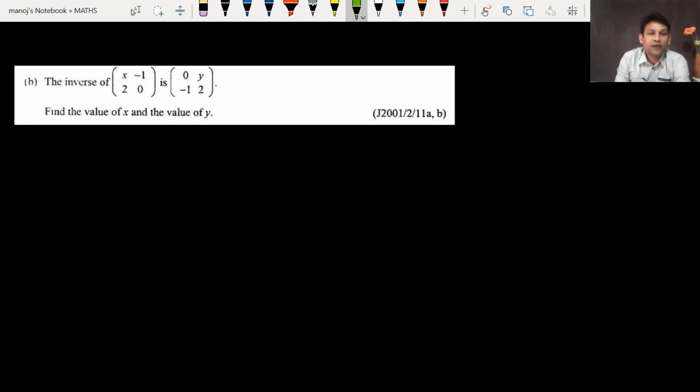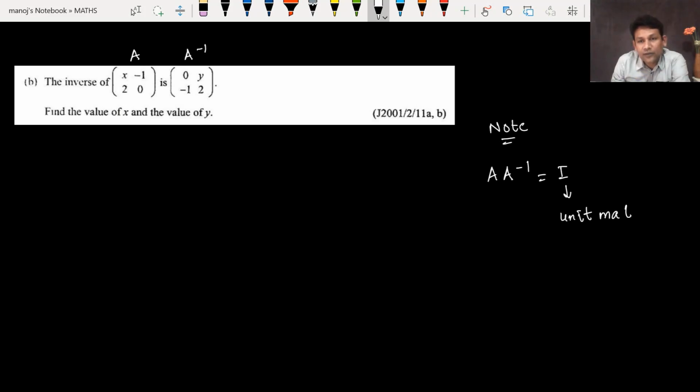That condition we can apply here. In this question, there are many possibilities, but I have 2 possibilities with me here. The inverse of this matrix is this. Okay. It means if this is A, this is A inverse. Okay. And I want to write a note here. A multiplied by A inverse is what? 1, and 1 actually we can write here also the I, and I is called the unit matrix. Unit means 1, and unit matrix is 1.